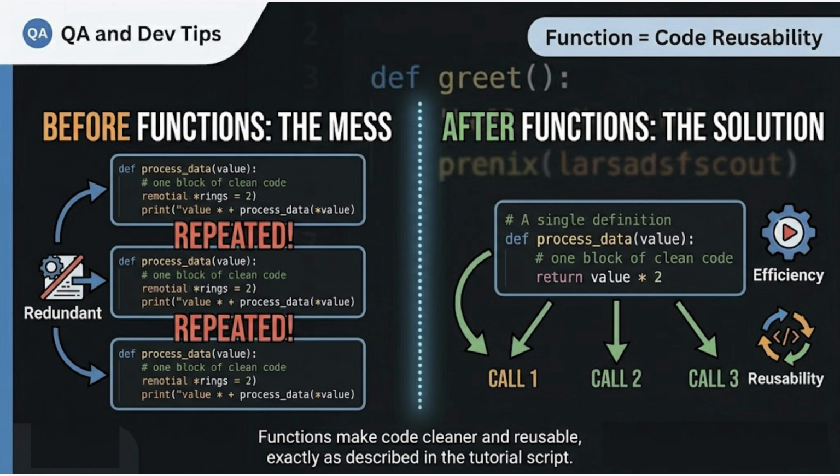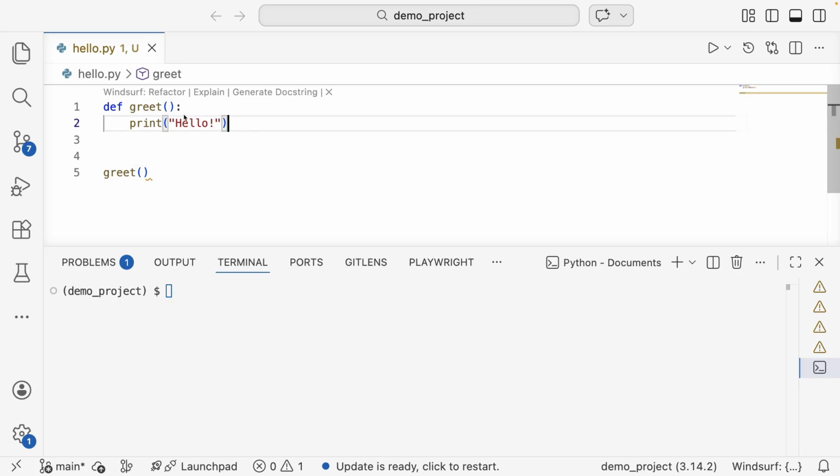What is a function? A function is a block of code that does a specific task, and you can call that function, that is, reuse the function again and again. Instead of writing the same code multiple times, you write it once and call it whenever you need. So let's start with the basic example here.